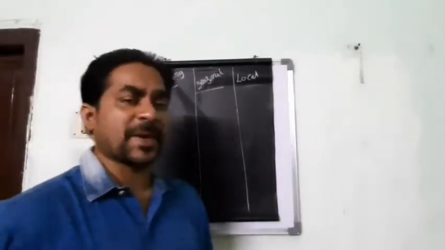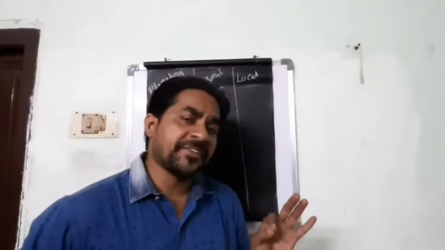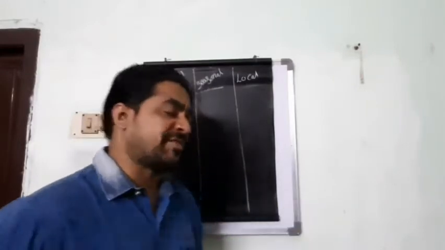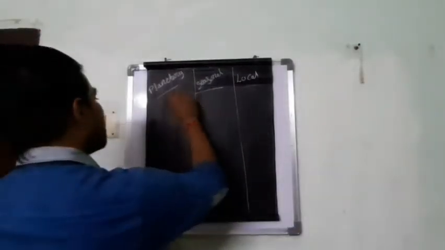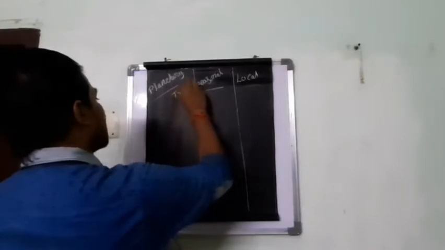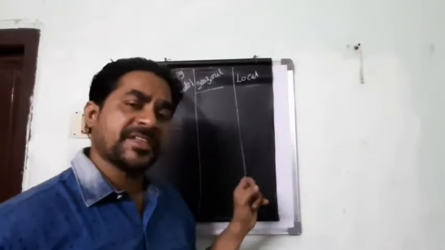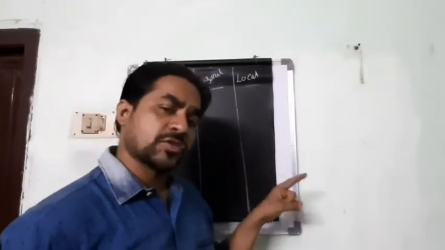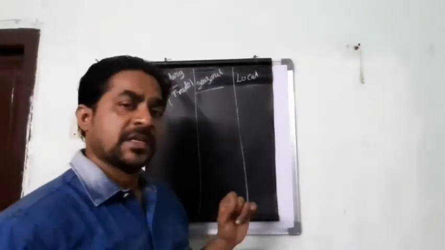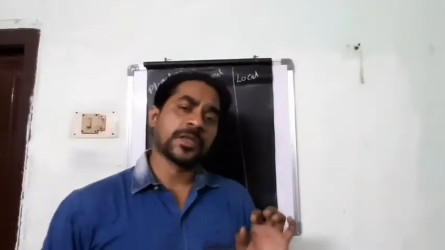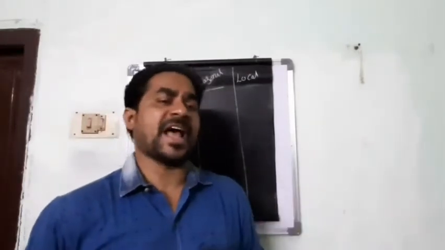First we'll go with the planetary. These planetary winds are also called trade winds. What are planetary winds? The planetary winds are also called trade winds. These are the winds which blow on the planet.